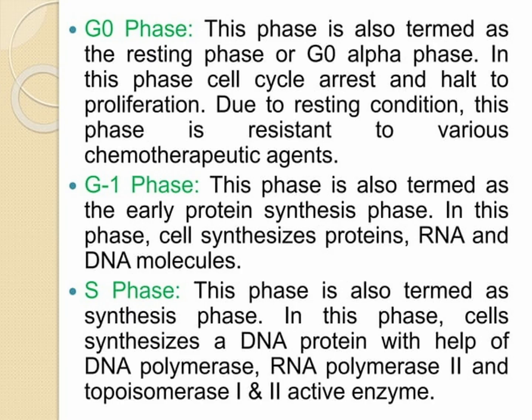Next is the S phase, also known as the synthesis phase. In this phase, the cell synthesizes DNA with the help of enzymes. The enzymes involved are DNA polymerase, RNA polymerase 2 and topoisomerase 1 and 2.